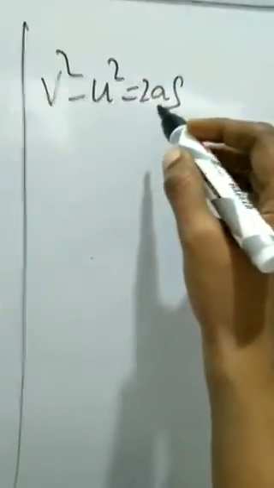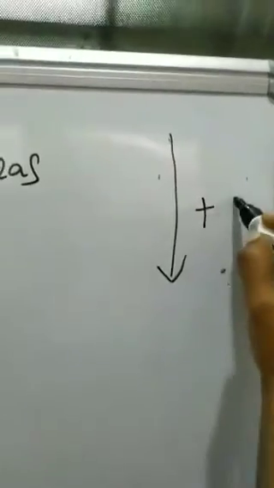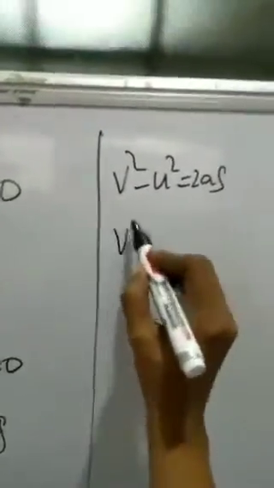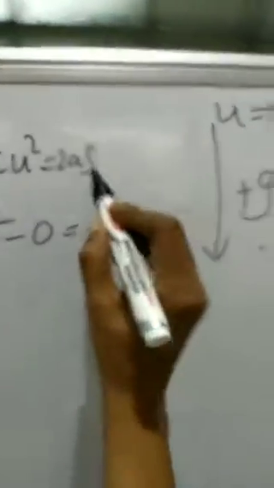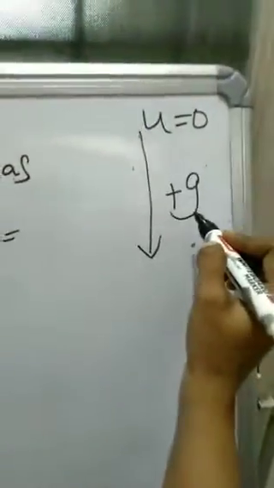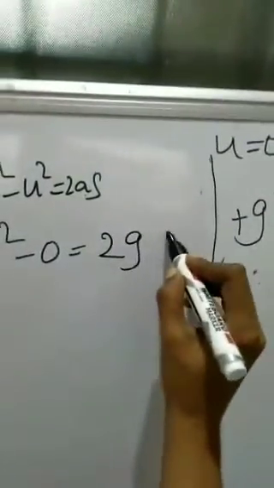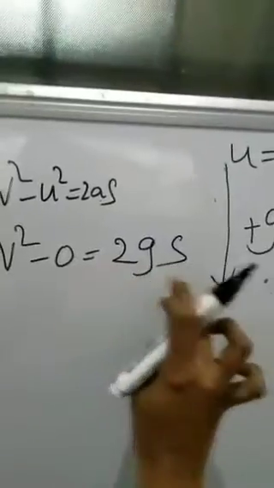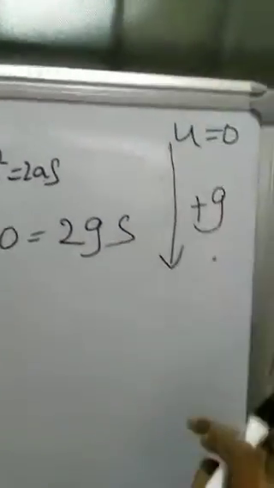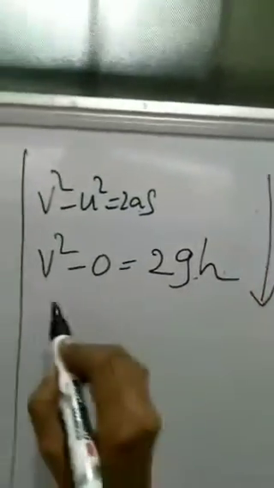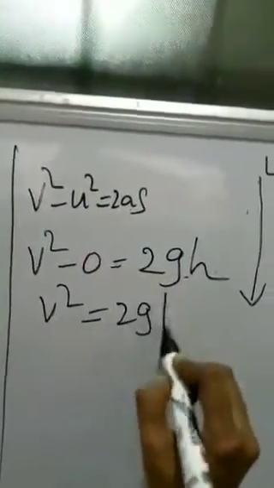See the third equation of motion, v square minus u square is equal to 2as. For a freely falling body, here again you will take plus g and u is equal to 0. So you will write v square minus 0 is equal to 2 into plus g into s. So the entire thing will be positive. And here it is a freely falling body, so instead of s you will take h. So v square is equal to 2gh.